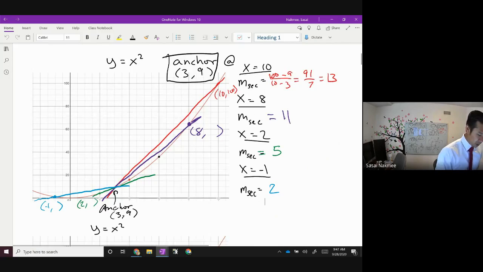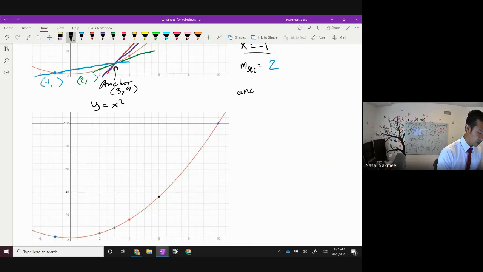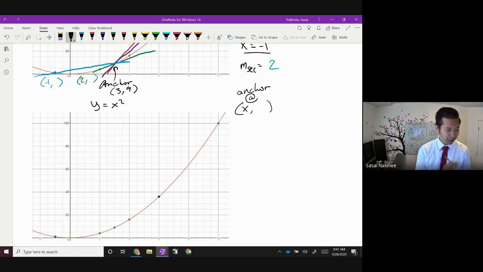Now what I want to do is, for this function that we've been dealing with this whole time, y is equal to x squared, I want to make a generic anchor point. I want to anchor this at my point x. If I do that, and I call this anchor point, instead of x equaling 2 or x equaling 3, I'm just going to say x equals x.